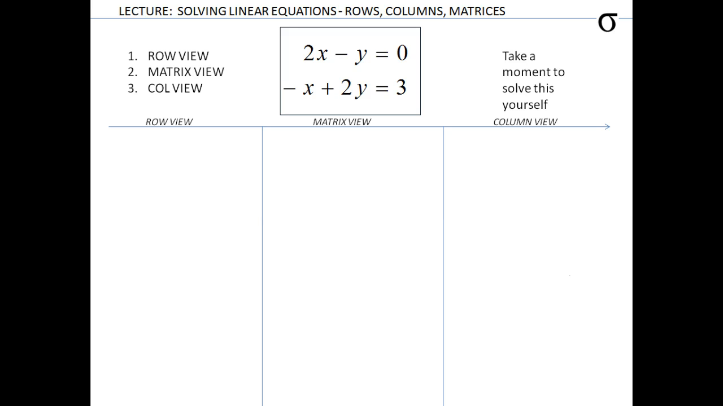The third is a column view, where essentially you are looking at columns, that is the columns of x and the columns of y, and then taking a vector view to the solution.